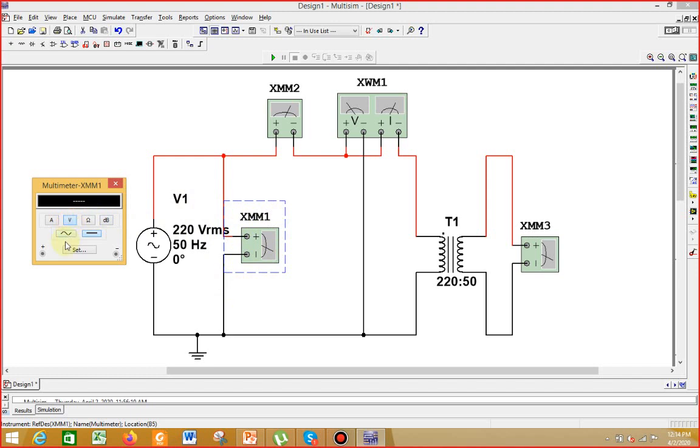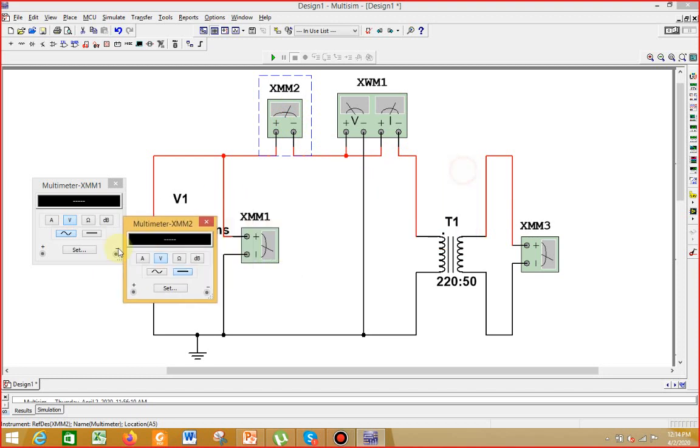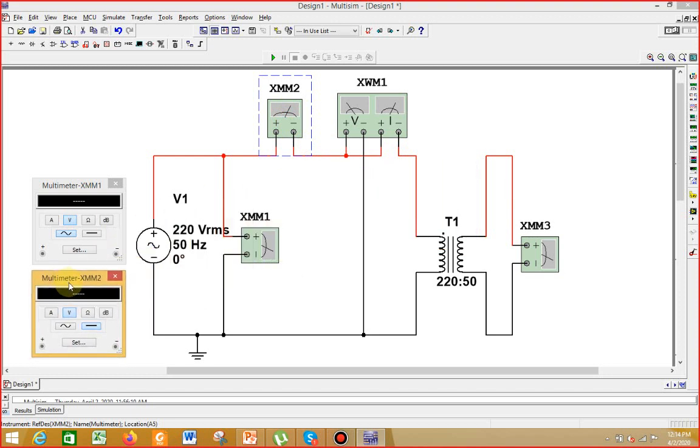And then we also need to select the type of voltage supply. So this one, the sinusoid is for AC and the straight line is for DC. So we will select AC because a transformer operates on AC power supply. Then double click on multimeter 2 and select A and sinusoid.